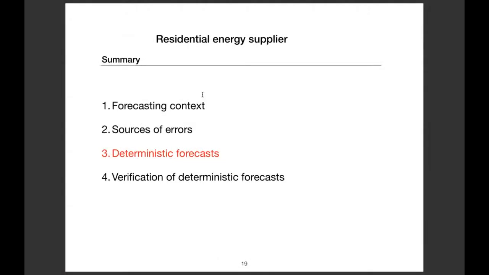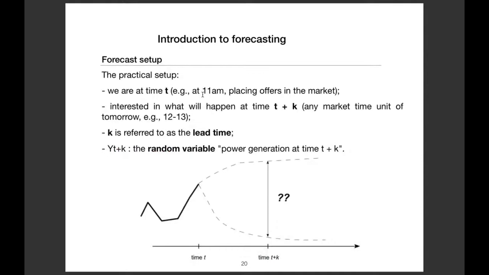So we have been talking about the forecasting context, the potential sources of error. Now we will focus on deterministic forecasts. So the practical setup is we are at time t. For instance, it could be 11 a.m. And we are interested in knowing what will happen at a time t plus k. So it could be, for instance, 12, 13, etc. The index k is referred to as the lead time, so the forecasting horizon.